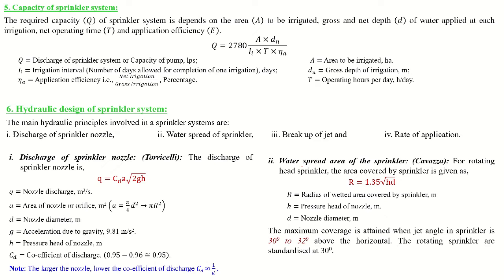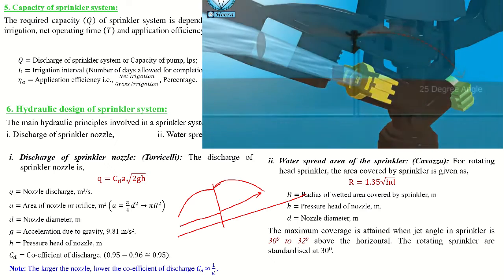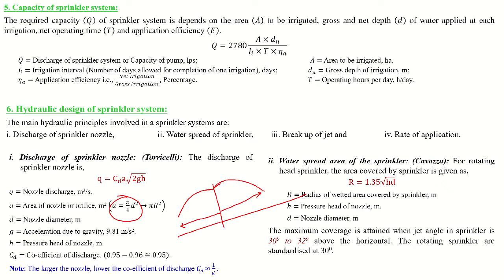Next one is the water spread area of a sprinkler. Means suppose this is the sprinkler. Okay, so how much area will spread? How much area will spread like this? Okay, so it will spread over the ground surface. So this is the complete area or diameter. If you know the diameter, you can calculate the area by using this formula. So this will give how much area it will cover in a circular pattern. So that is called your water spread area.